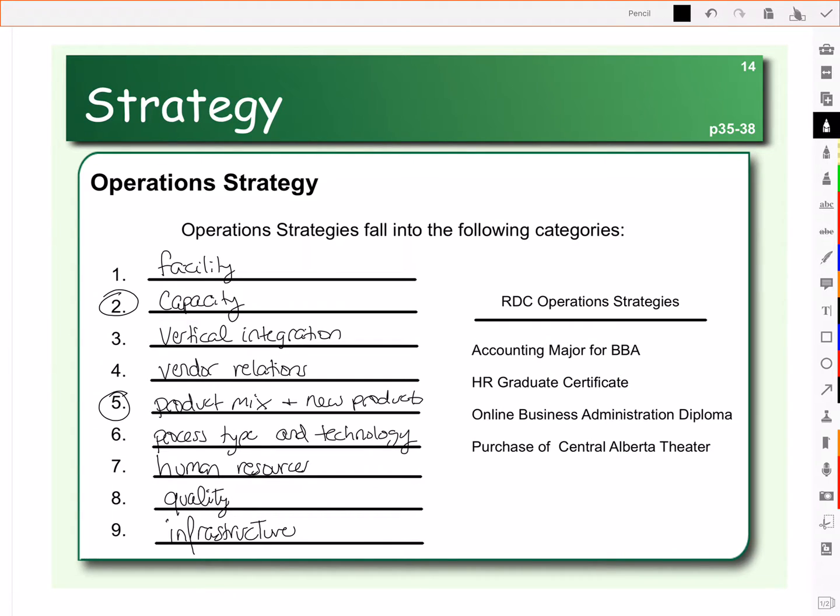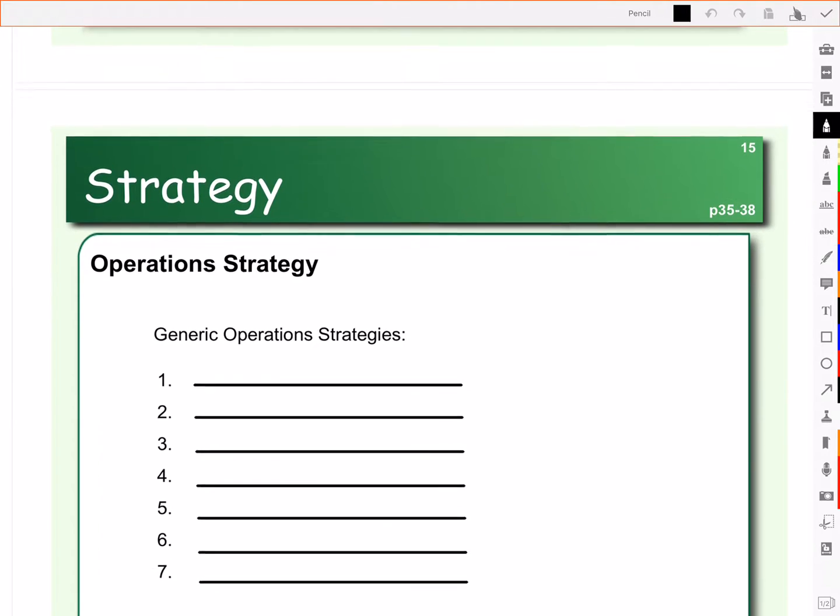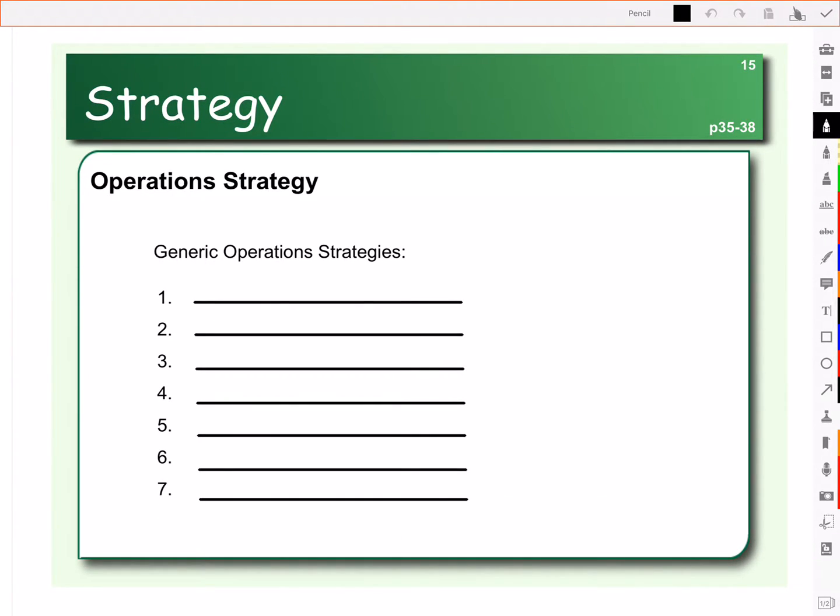So companies, whether you offer a good or a service, you're going to come up with operation strategies, and they're going to fall into one of these categories. We also have some generic strategies that companies can use. For example, low labor costs can be a strategy. So how can we lower the cost of our labor? We could have a scale-based strategy.